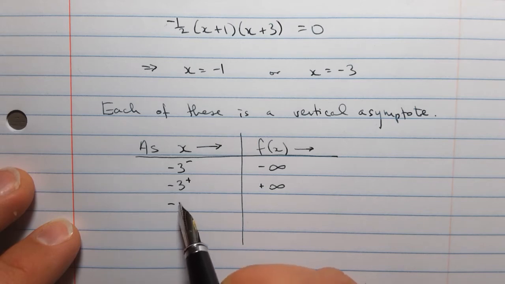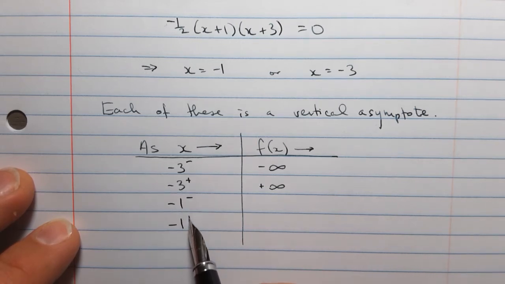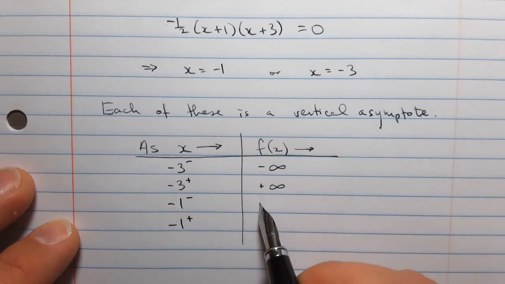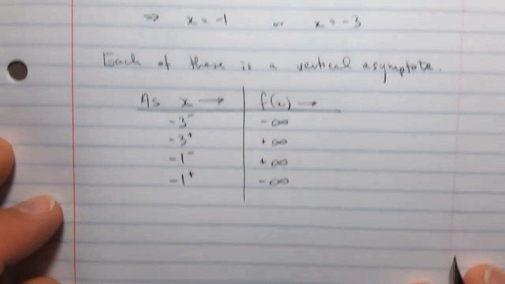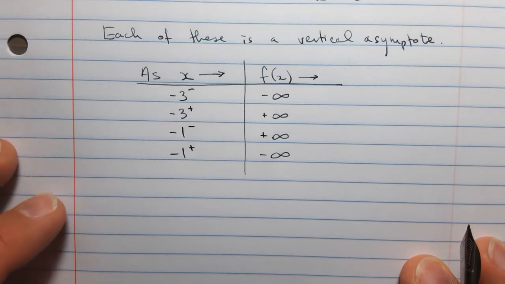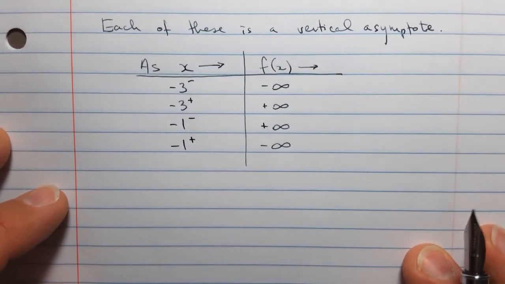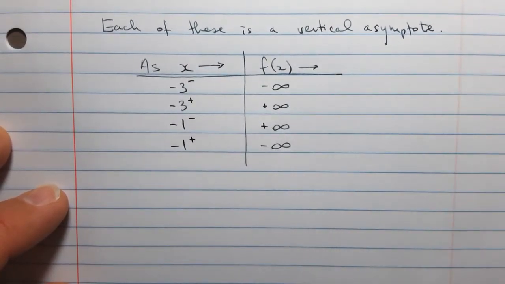Looking at the other asymptote, that was at -1. What happens on the left of -1 and what happens on the right of -1? And we see that it goes to +infinity here and -infinity there. Again, just test some values if you're not certain, and that'll give us our behavior of the graph around the asymptotes.